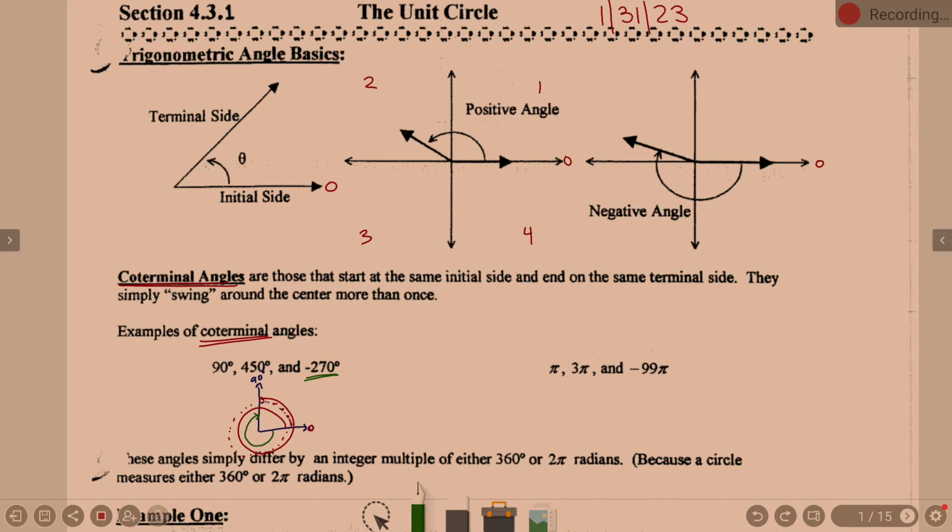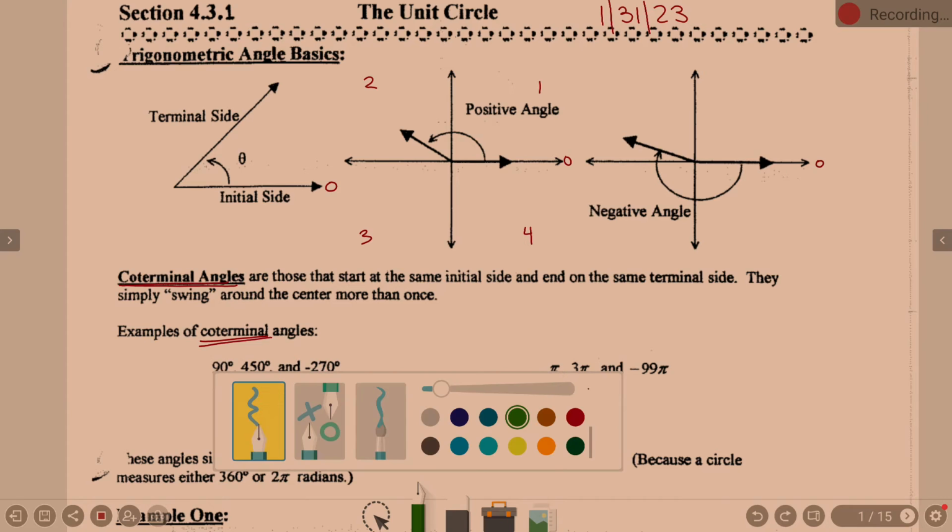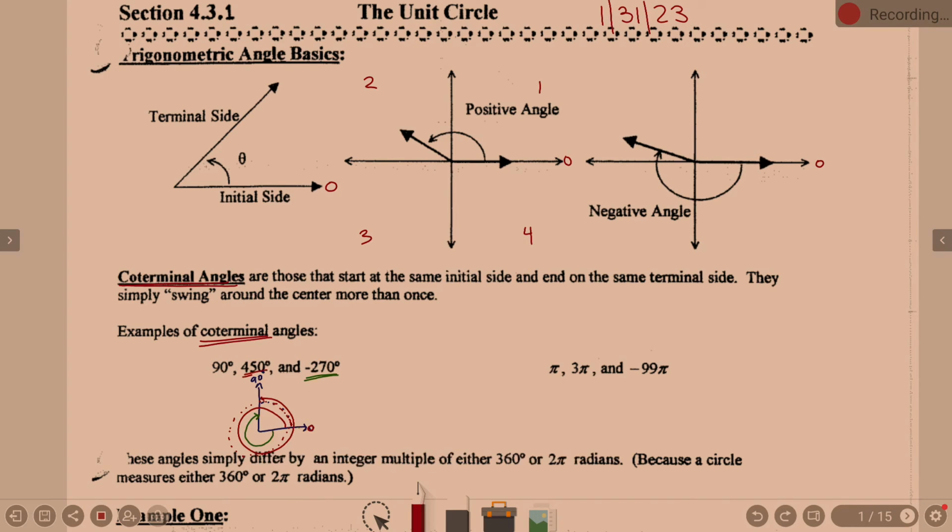That's 3 different names for the same angle. Are those the only names for that angle? No. Okay, it's not the only name for the same angle there.